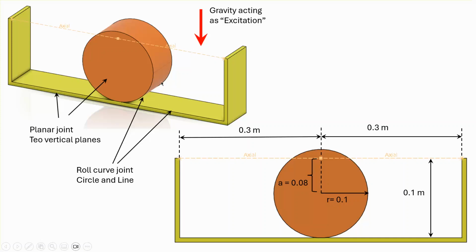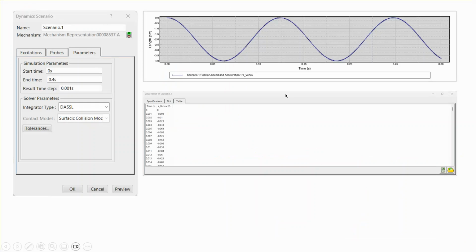What I did, I created a roll curve joint between the circle on the disk and the horizontal line on the ground, and a planar joint between the vertical face of this disk and the vertical face of this wall. And I used the DASSL integrator, which stands for Differential Algebraic Solution Solver. And let's move on for a duration of 0.4 second, almost four vibrations.